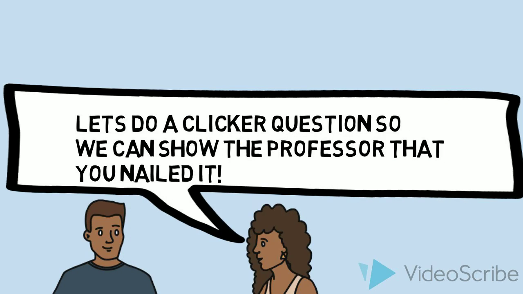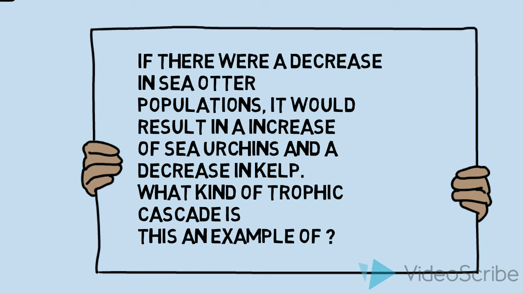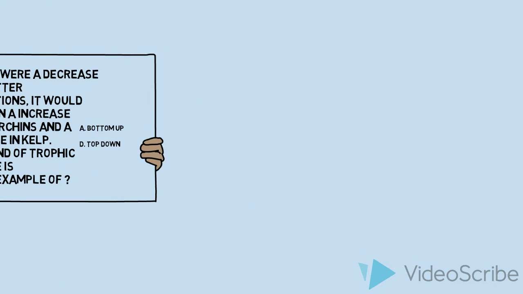Let's do an eye clear question so we can show the professor that you nailed the topic. If there was a decrease in sea otter populations, it would result in an increase of sea urchins and a decrease in kelp. What kind of trophic cascade is this an example of?